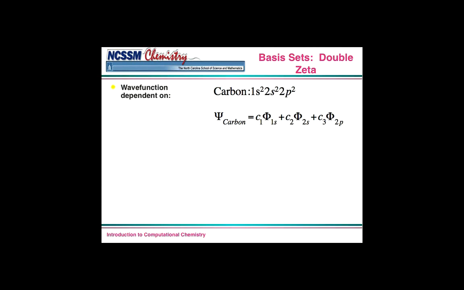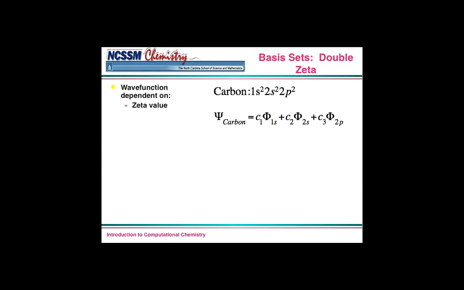Let's talk about what's known as double zeta basis sets. So for example, if I look at carbon here, we've got a 1s2, 2s2, 2p2 electron configuration. And the wave function is dependent on something called a zeta value, which is why we call it a double zeta. And the zeta values are obtained from the basis set exchange form that you've been looking at.